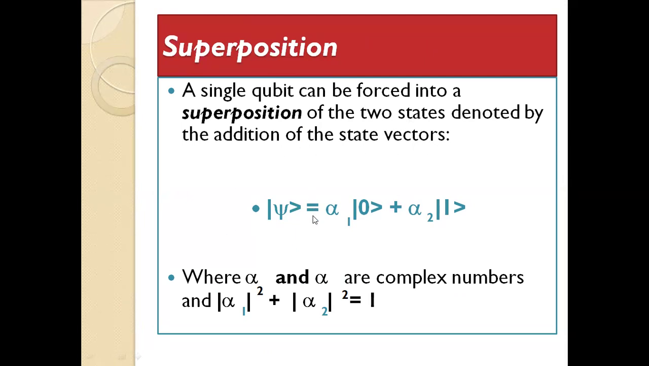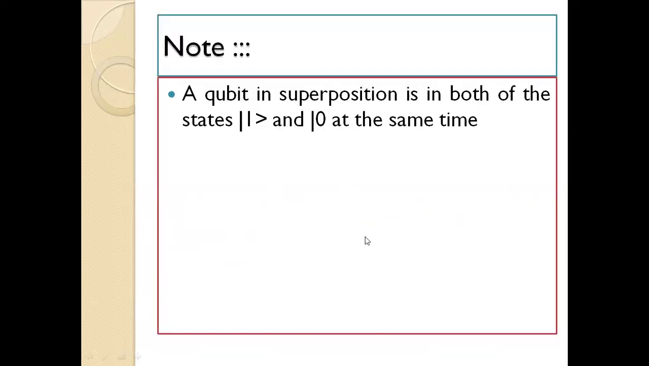So you can see here 0 and 1, these two states, right? With the help of alpha 1 and alpha 2, we can have a combination of them. And these alpha 1 and alpha 2 are complex numbers, so that |alpha 1|² + |alpha 2|² is equal to 1. This particular combination we call a superposition. Now, a qubit in superposition is in both of the states, 0 and 1.